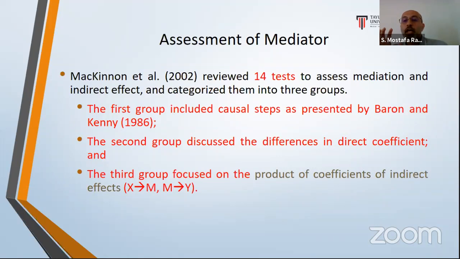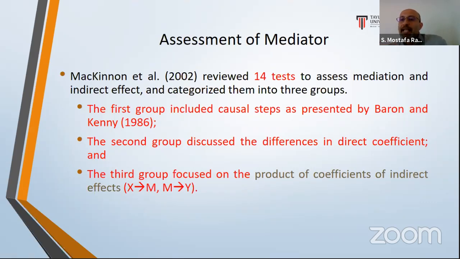These are causal steps for assessment of mediator, the first category of assessment of mediator. In the first category, Baron and Kenny is the most popular method, and we assess based on these steps. If we pass these steps, we can conclude M is mediator between X and Y.